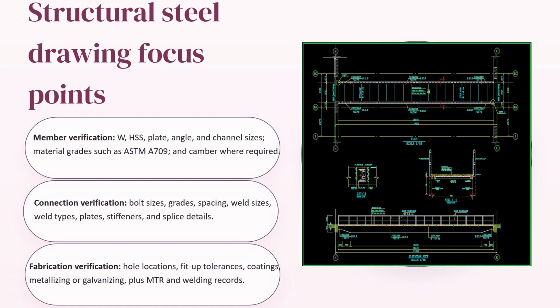Drawing focus points. The things that you need to check are the member verification, W, HSS, plate, angle, and channel sizes, material grades such as ASTM A709 or some other ASTM, camber where required, connection verification, bolt sizes, grades, spacing, weld sizes, weld types, plates, stiffeners, and splice details. Also, you need to verify the fabrication, check the hole location, fit-up tolerances, coatings, metallizing or galvanizing, plus MTR and welding records.